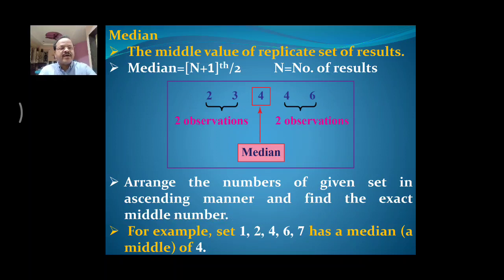For example, here 1, 2, 4, 6, 7. So this is the ascending order of the figures: 1, 2, 4, 6, 7, and the middle one is 4, and it is nothing but the median.